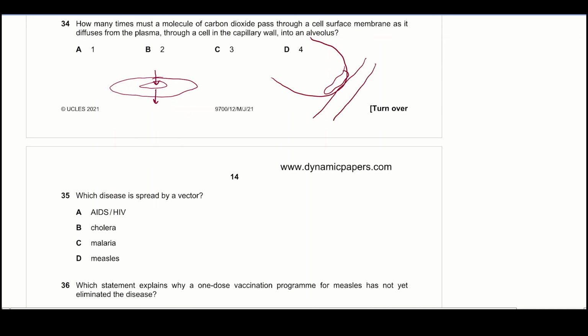And then it moves into the capillary, which has a single cell surface membrane. Inside the capillary, there is a red blood cell. Here it says that carbon dioxide moves through a cell in the capillary wall. So let's assume it's going to be a red blood cell. As we all know, a red blood cell has a single cell surface membrane for carbon dioxide to move out. Then the capillary walls have one cell surface membrane. And then, as we mentioned earlier, the squamous epithelium, the carbon dioxide diffuses through the first cell surface membrane and then exits that squamous epithelium cell through the second. So total, we have here 1, 2 at the capillaries, 3, and 4. So the answer is going to be D.